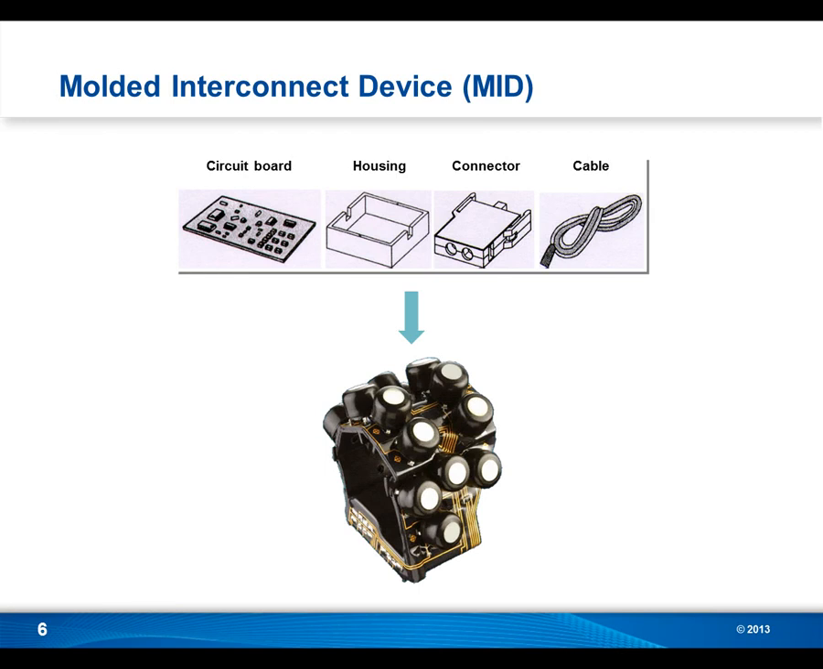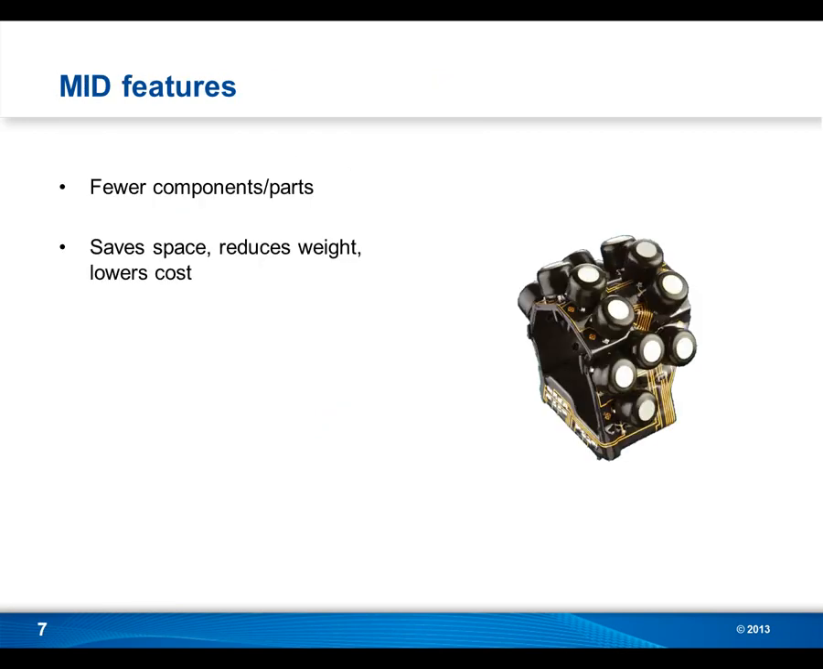Now, as you can imagine, putting all these parts together into a 3D environment like this has a lot of advantages. The biggest thing, as we mentioned, in putting all those parts together, you have fewer components and fewer parts, so there's less complexity of the overall part design. Now, by reducing those components, you save a lot of space, you reduce the weight of your part, and it really lowers the overall cost of production.